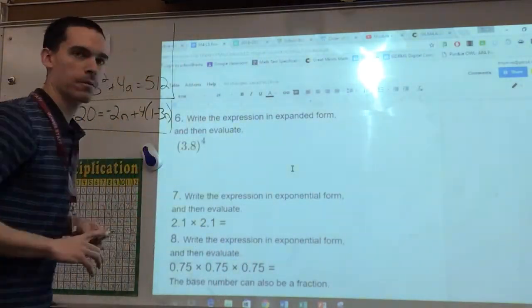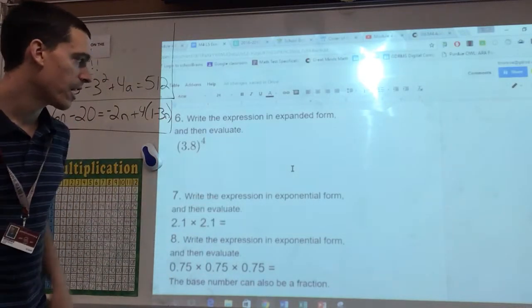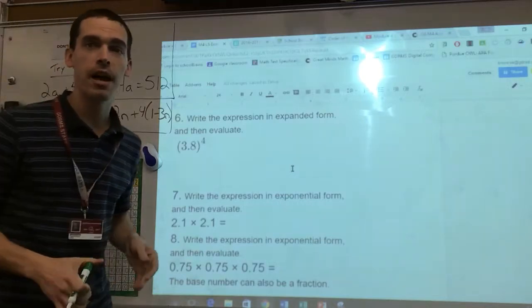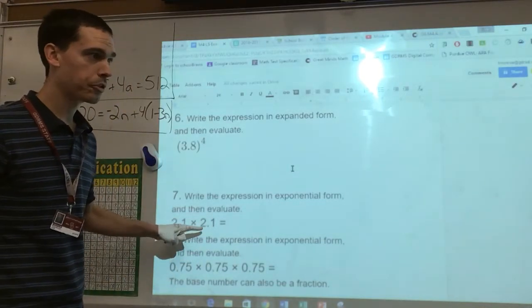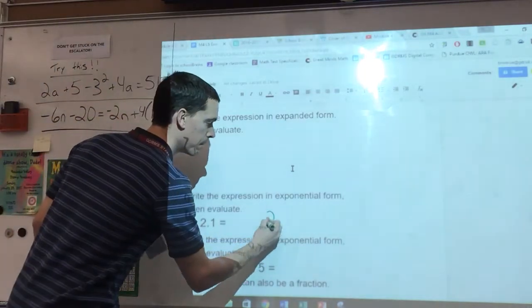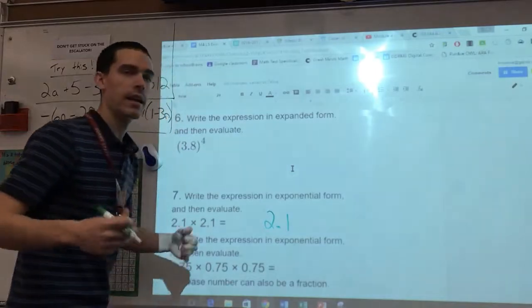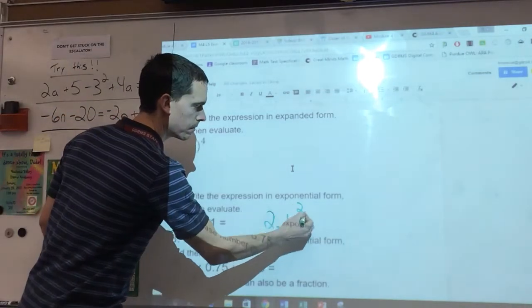So moving forward a little bit more, okay? For number 7, write the expression in exponential form and then evaluate. Same idea with decimals. We have a 2.1 multiplied by a 2.1. Our base is the same. It's the same value. And how many of them do we have? I see 1, I see 2, exponent of 2.